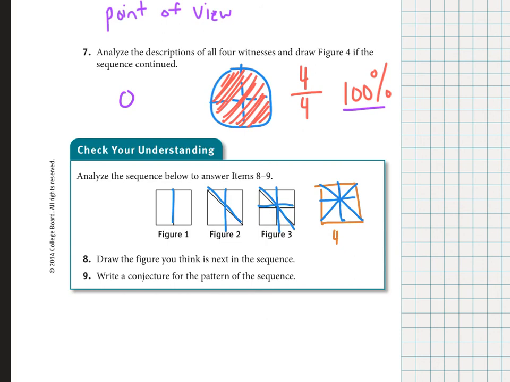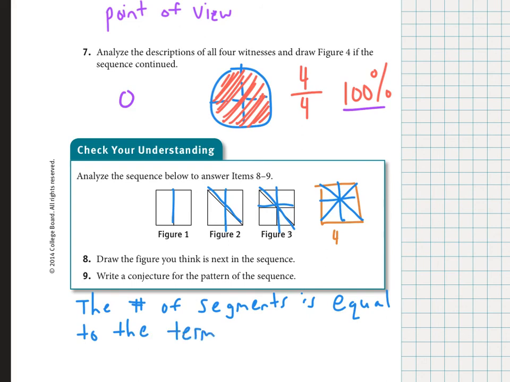And write a conjecture. So we could say something like the number of segments, we could say this a couple ways, is equal to the term number. Remember the numbers or figures in a sequence is called a term. So figure 1 would be the first term, has 1 segment. Figure 2, the second term, has 2 segments, that kind of thing. Okay, so that could work.